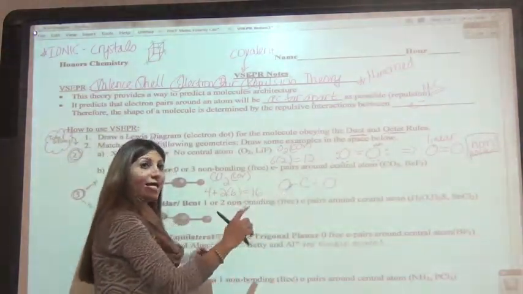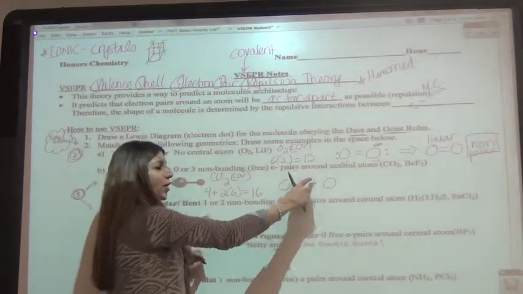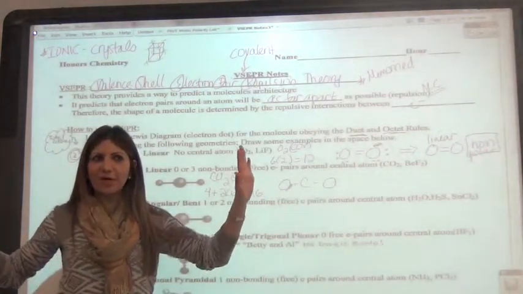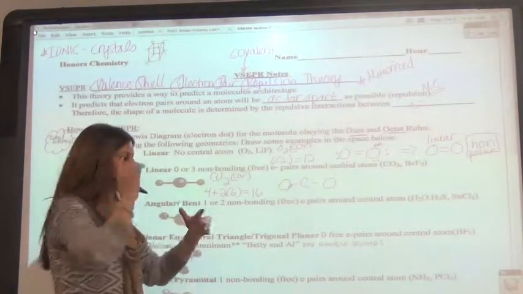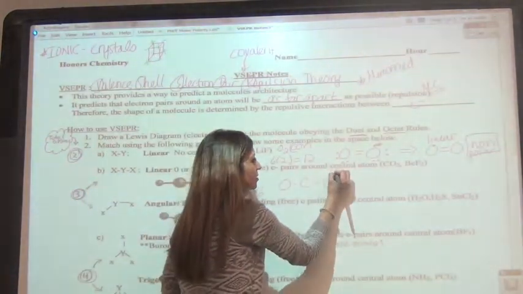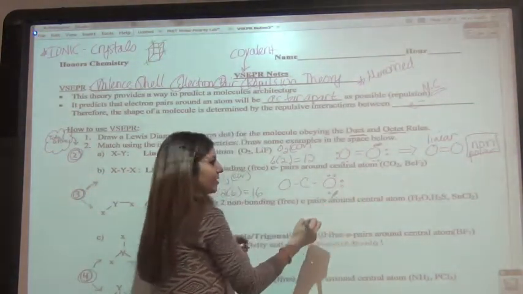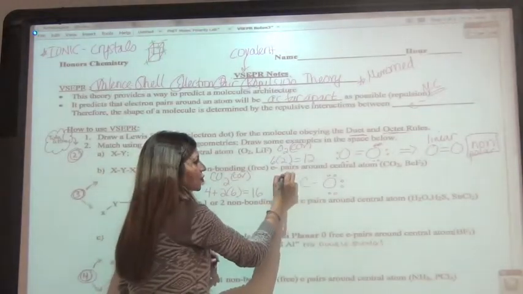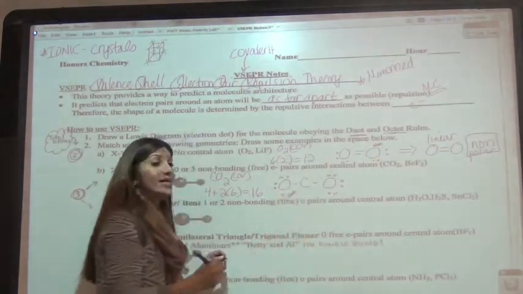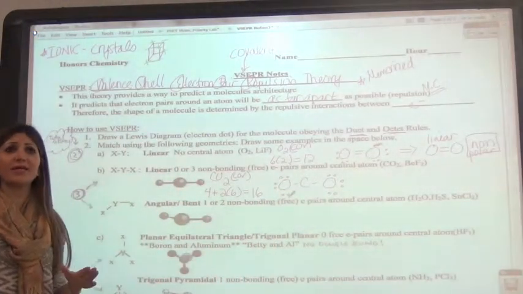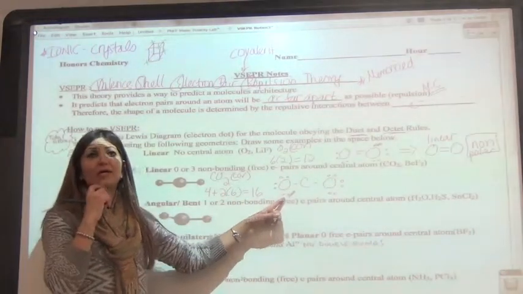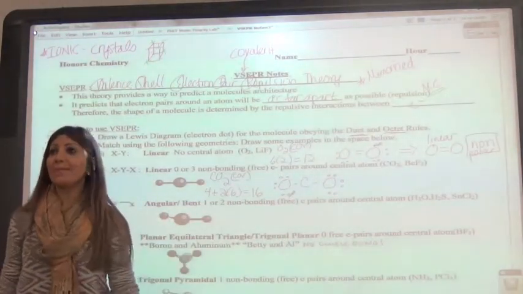So remember, the way that I do this is I start counting 2, 4. You have to do the outside atoms first and then do the central one. Okay, so 2, 4, 6, 8, 10. Then I'm going to come to the other oxygen. 12, 14, 16. Stop when you get 16. Okay, stop at 16. Is everybody okay?